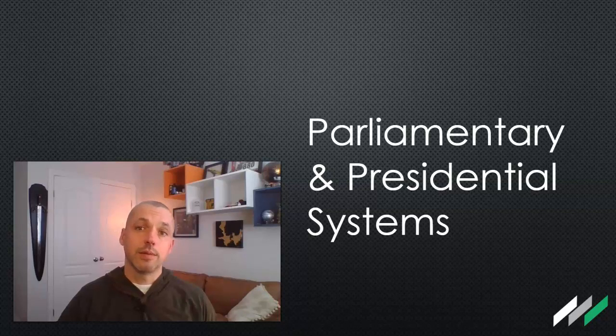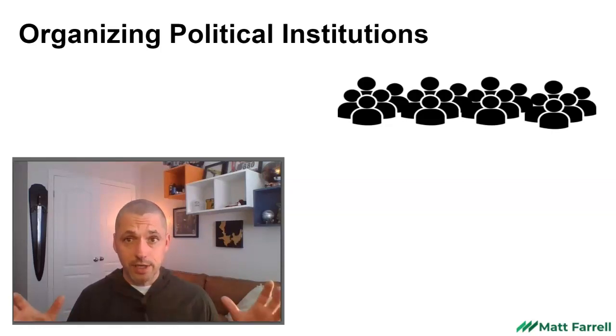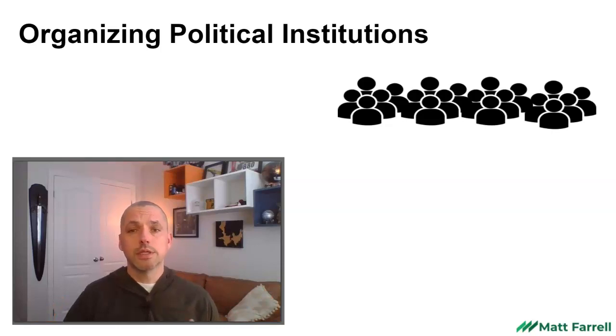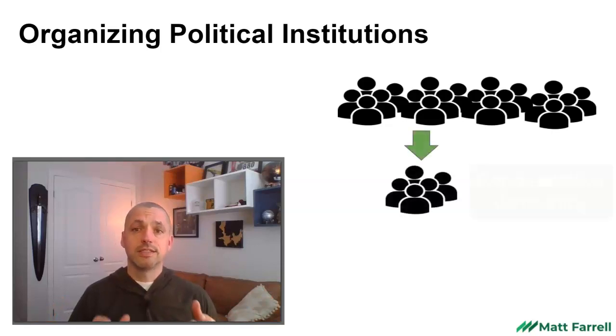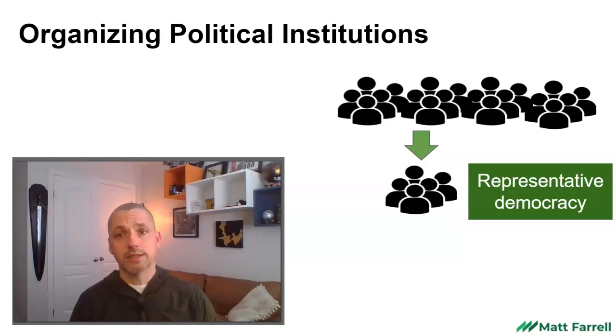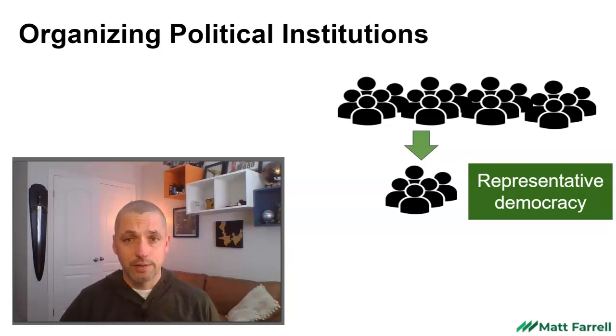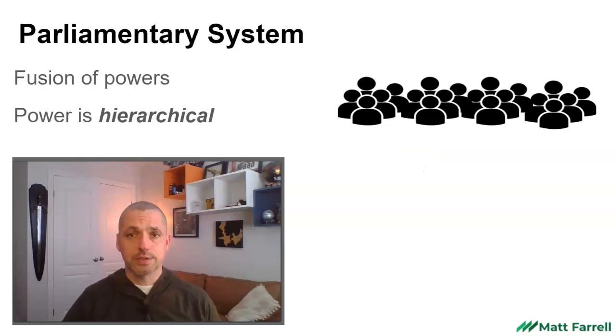In this video, we're going to look at parliamentary systems and presidential systems. Politics is making decisions in groups. Now, making decisions in large groups can be difficult, so in most democracies, power is delegated to a smaller group, and we call that representative democracy or representative governance. Now, how do you organize that group that's going to make decisions on behalf of the whole population? There are different ways of doing it, and there are two main categories: parliamentary systems and presidential systems.